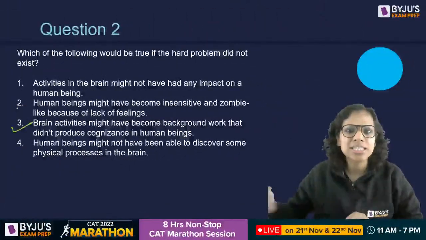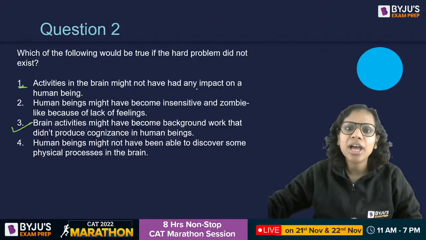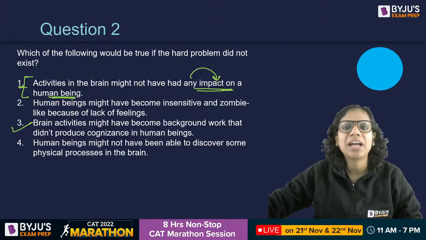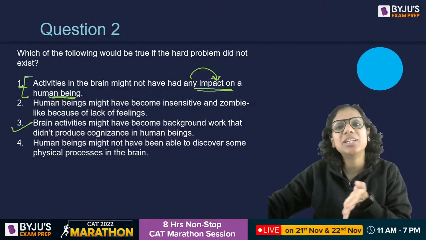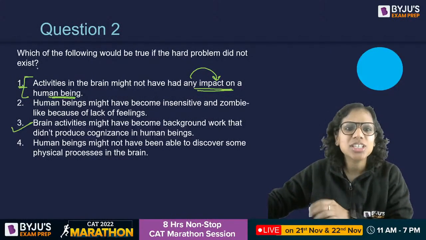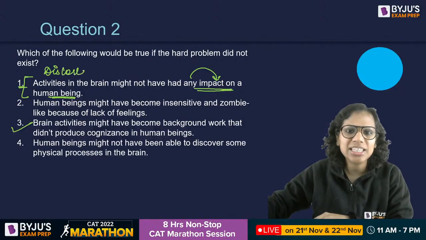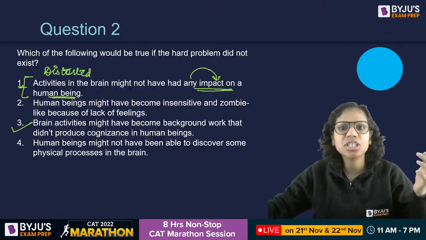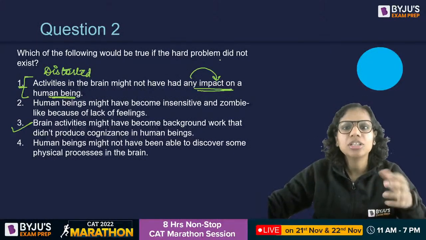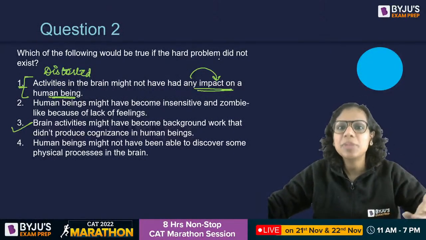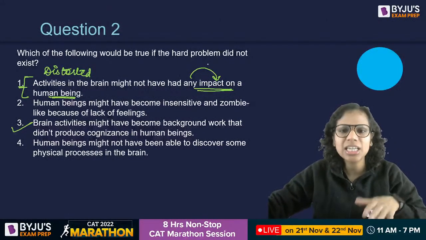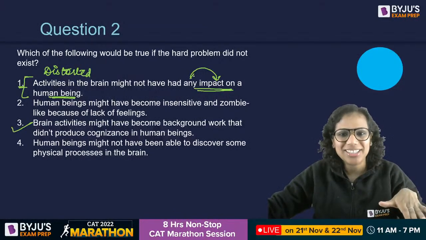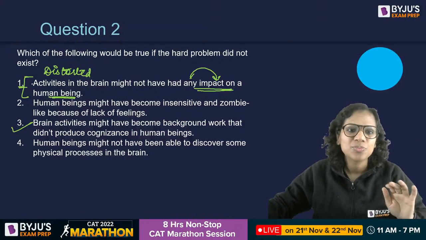So, in that case, option 1 says that it would not have had any impact on a human being. See, it might have had an impact, just that the human being might not have been able to feel it, right? So this is distorted in saying that it might not have had any impact on a human being. Maybe the impact would have been there, just that you would not have been able to feel it. For instance, to give you an analogy, when you consume a painkiller, it's not like the pain stops existing. It's just that you stop feeling the pain. So the pain is there in your body, right? But you are not able to feel it. So the impact is there.